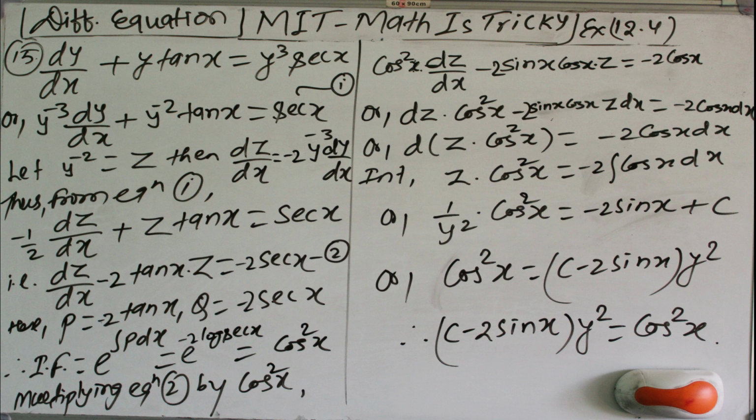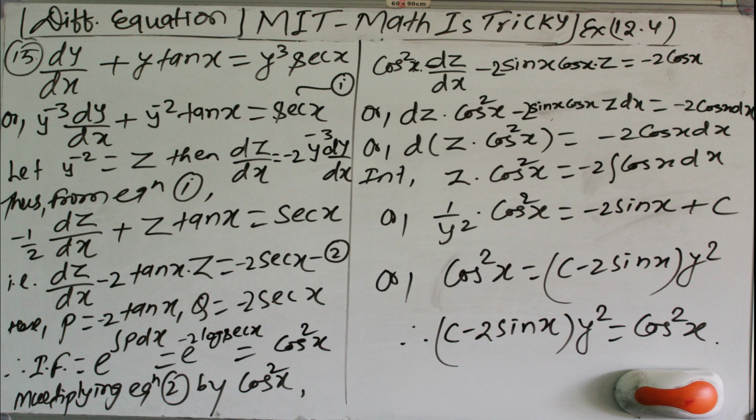Okay, we are getting y cube here, and y there also. So let's divide, so let's remove y cube. Dividing both sides by y cube, we'll get y power minus 3 dy by dx plus y square tan x plus y power minus 2 tan x equals sec x.